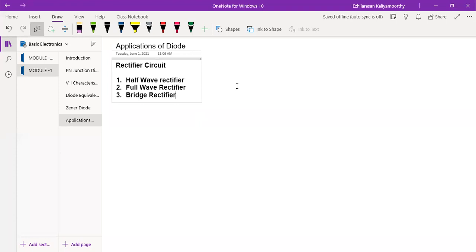So now let us study each of them: the principle, the construction and the working of the diode, as well as we are going to calculate some of the important parameters related to these rectifiers. Let us study the first one, the half wave rectifier. Before the half wave rectifier, first we need to know what a rectifier is. What is a rectifier?